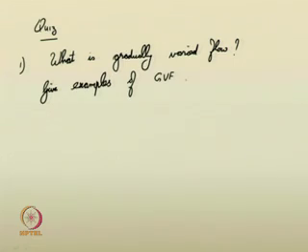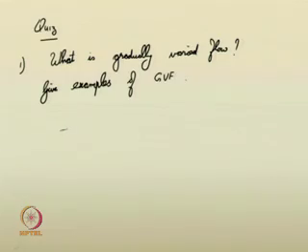The solutions for this quiz. What is gradually varied flow, and give some examples. The flow parameters like the depth of the flow and the velocity of the flow change gradually along the reach of the channel, and that is called gradually varied flow. Some examples are the backwater phenomenon in the upstream of dams.